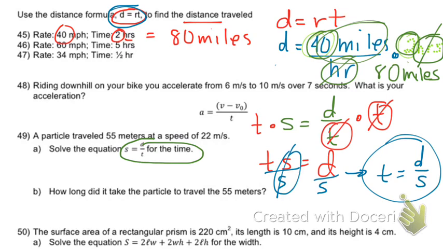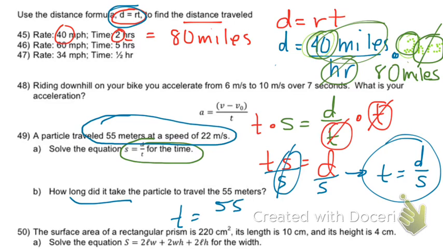So there I've solved it for time, and now they ask how long does it take a particle to travel? How long means how much time does it take to travel 55 meters? Well, up here in the original problem it says our particle traveled 55 meters, that's a D, at 22 meters per second, that's speed. So T equals distance, 55 meters, divided by 22 meters per second. So, I don't know, 5 over 2, or 2.5.